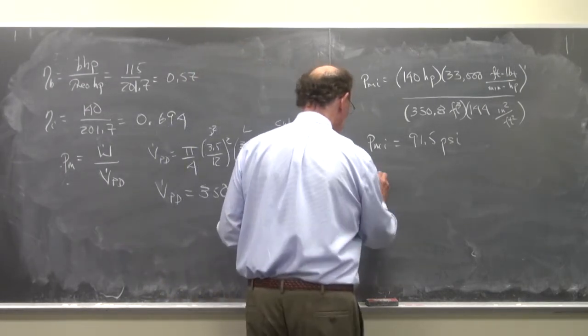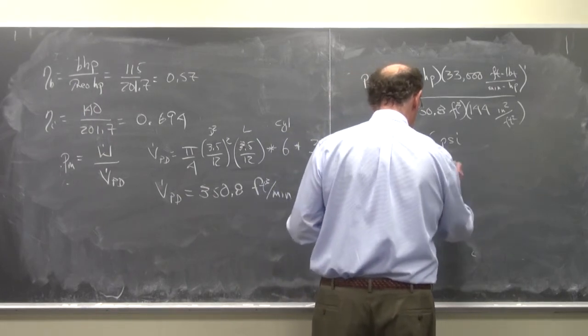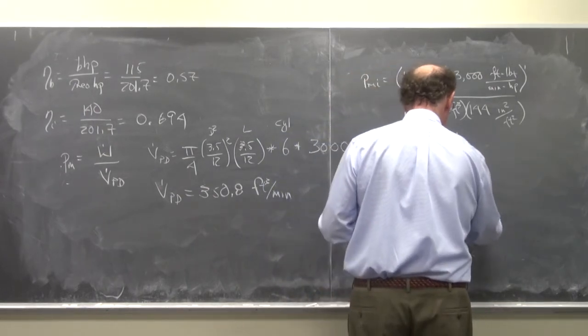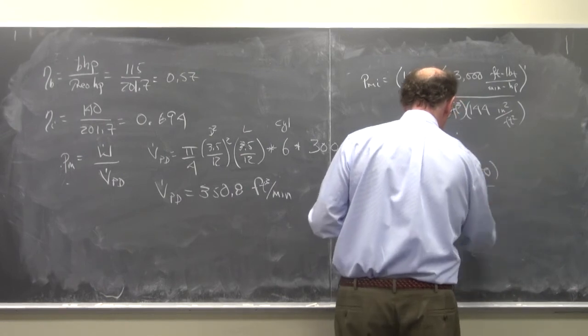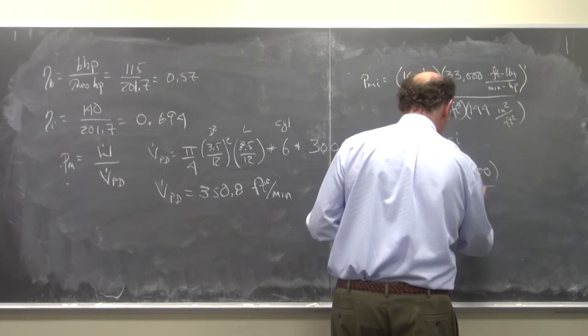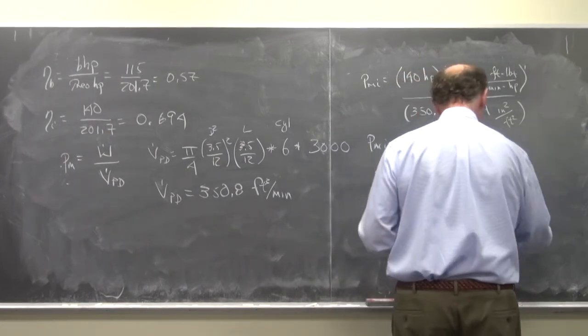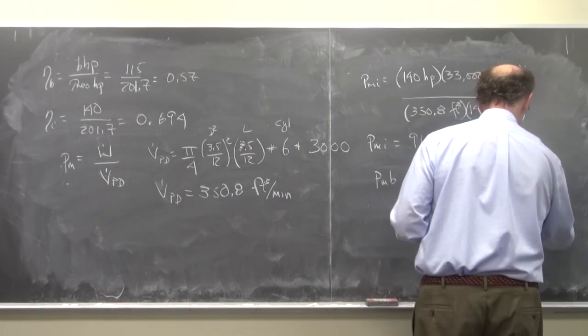And the brake mean effective pressure is equal to 115 times 33,000 divided by 350.8 times 144, which is equal to 75.1 psi.